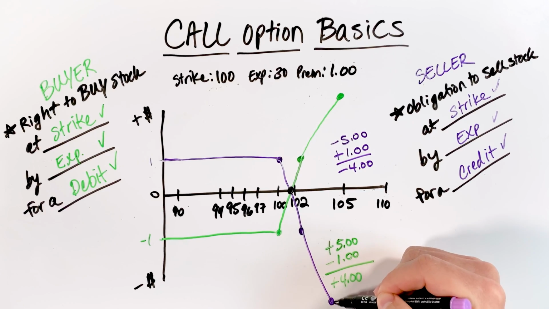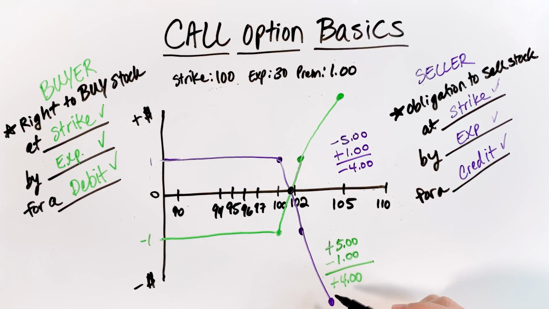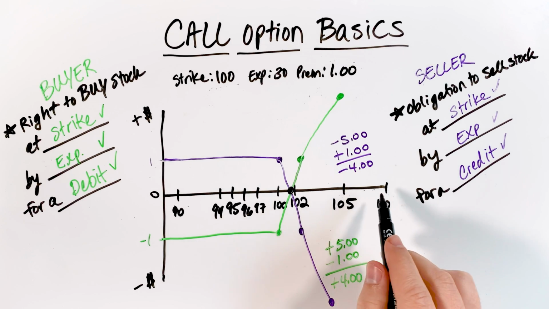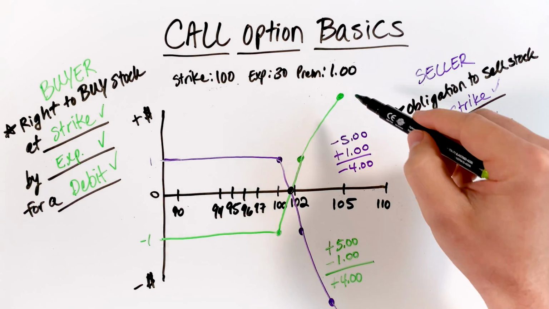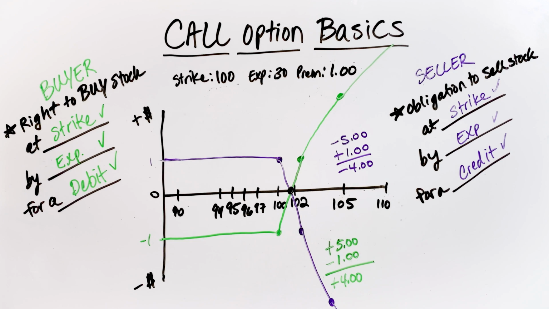And you can see that the option seller's risk in this case is unlimited to the downside, because as the stock continues to go higher and higher, these lines continue to move at the same trajectory and same pace in both directions. So this is the essential payoff diagram for a call option contract. This green line is your payoff diagram for your call option buyer, which is the complete inverse and mirror image of the payoff diagram for a call option seller.